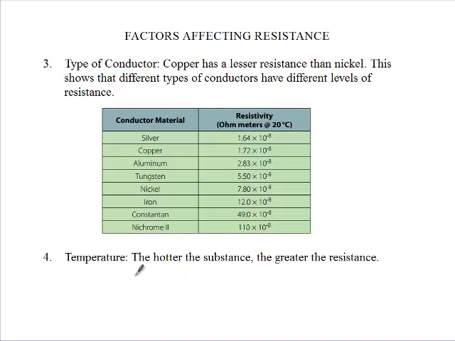The next point is the type of conductor. Different types of conductors have different resistivity. Nichrome has a very high resistivity, 110 times 10 to the power minus 8 ohm meters. Copper has only 1.72 times 10 to the power minus 8. This explains why copper is used in wires and not nichrome. The reason is that copper has a very low resistance as compared to nichrome. So different materials have different forms of resistance.